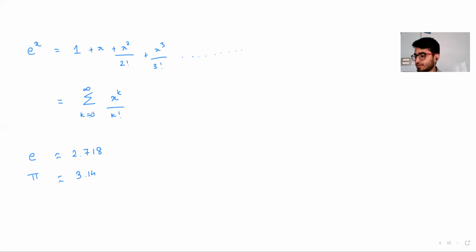Similarly, just as we had this expansion of e to the power x, we can also have expansion of e to the power, let's say, cx. And this will be nothing but summation (cx) whole to the power k by k factorial, where k runs from 0 to infinite, where c could be either positive or negative, anything.